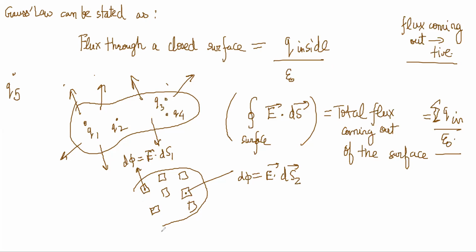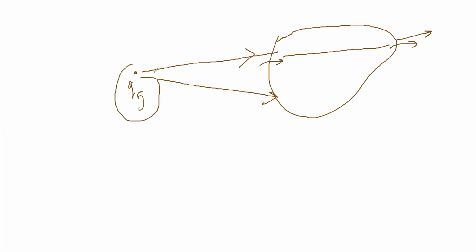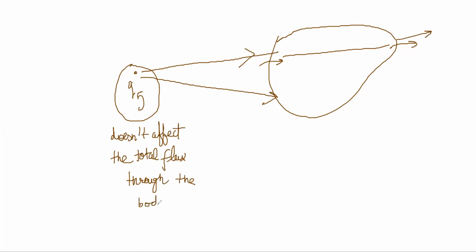Because the logic of this is clear: if there is a charge Q5 outside and there is a surface like this, it will create a field, but whatever field line comes in will exit also. This will cause some flux, but the flux coming in will be equal to the flux going out. So it doesn't affect the total flux through the body. Now that we know Gauss's law, the definition says the total flux out of this body depends only on the charges inside that body.